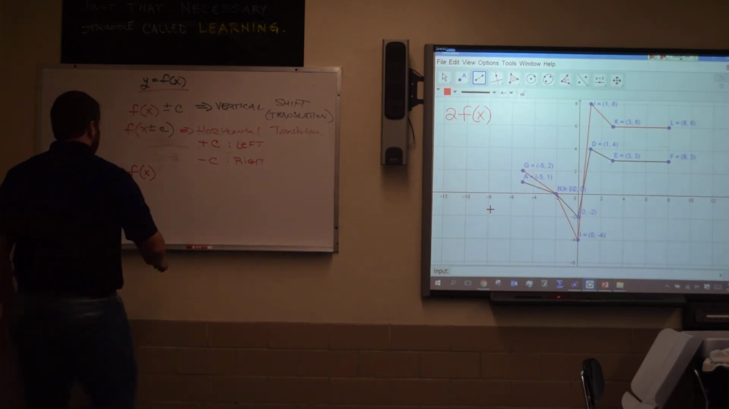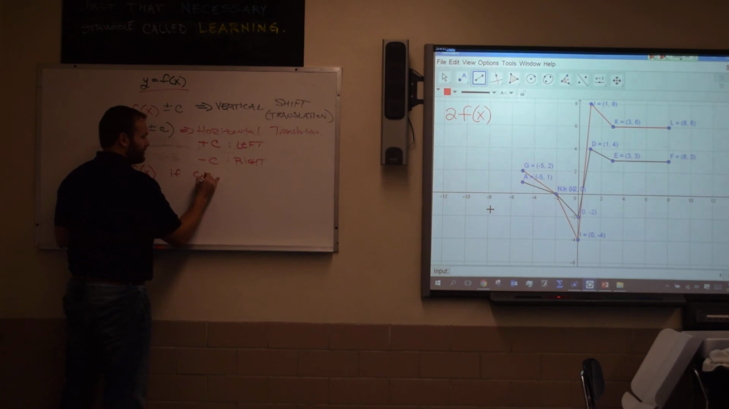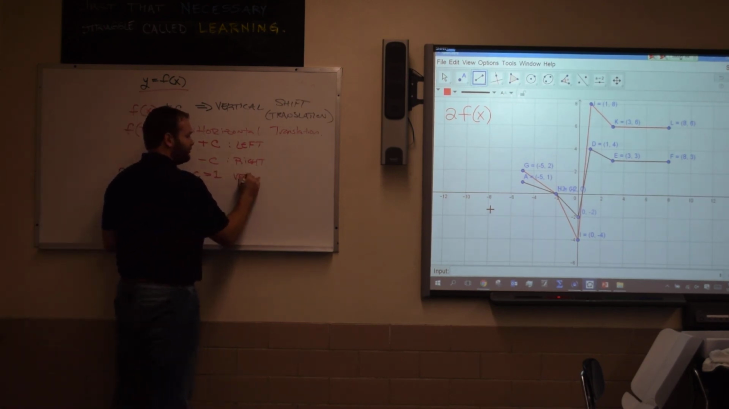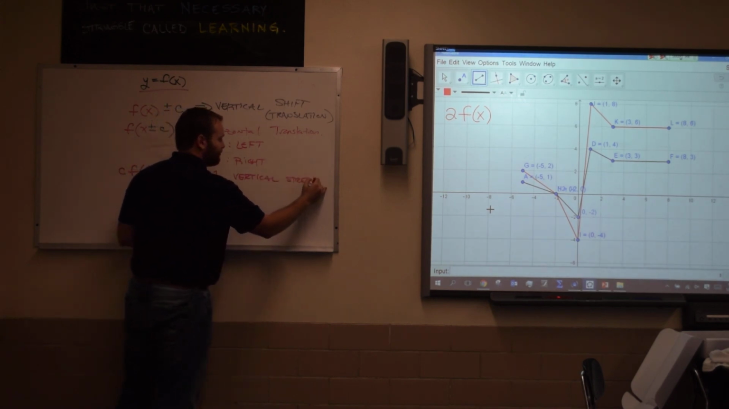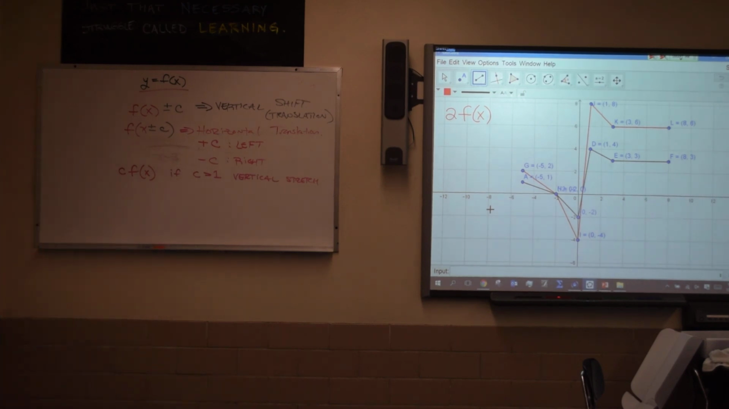So, if c is greater than 1, we have what we call a vertical stretch. Okay? If c is greater than 1, we have a vertical stretch. But what happens when c is not greater than 1? And that's what we got to talk about.